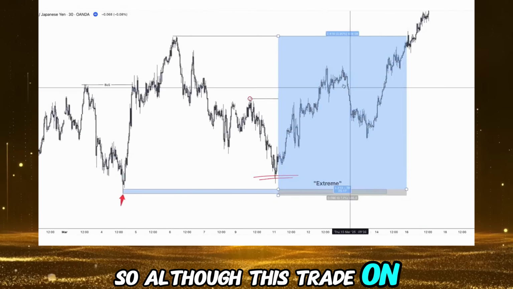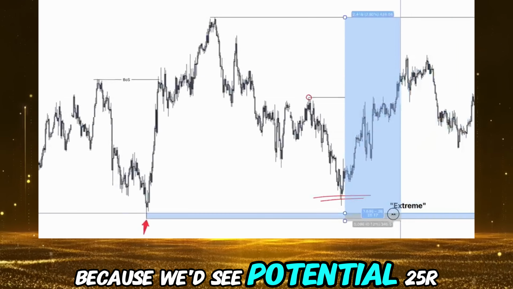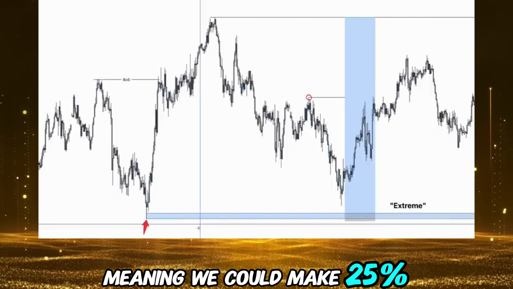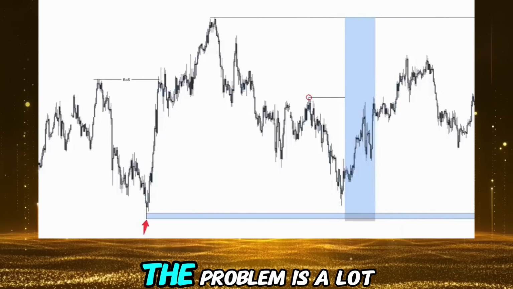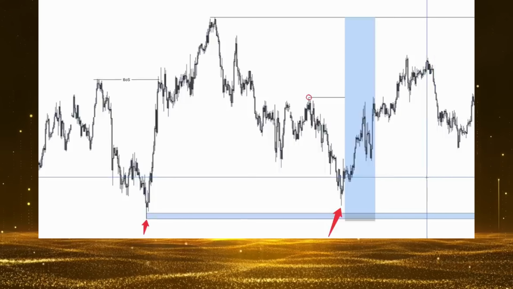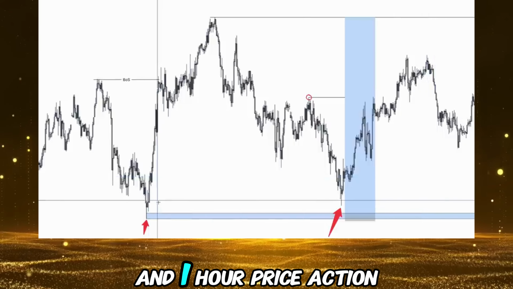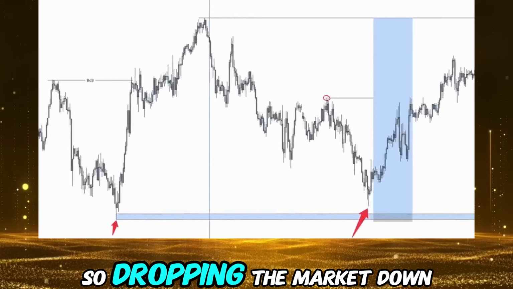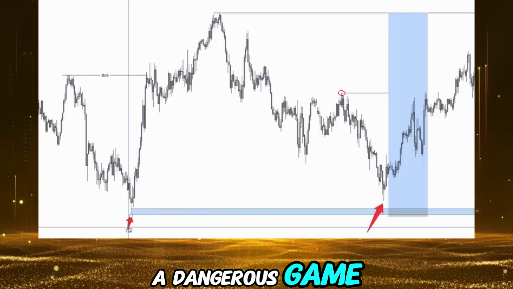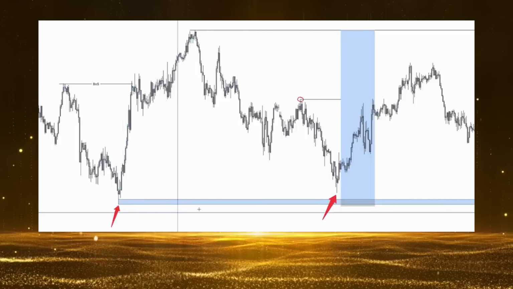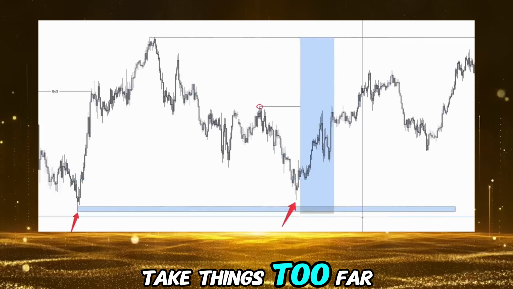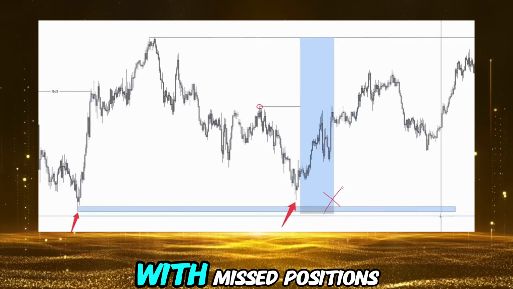So although this trade on paper would look good because we'd see potential 25R, meaning we could make 25% for every 1% risked, the problem is, a lot of the time, it's just simply not going to be hit. We're working off of 4-hour and 1-hour price action here, so dropping the market down this far to the 5-minute is a dangerous game and is often going to result in the trade being missed. Don't over-refine and don't take things too far because you're going to end up with missed positions.